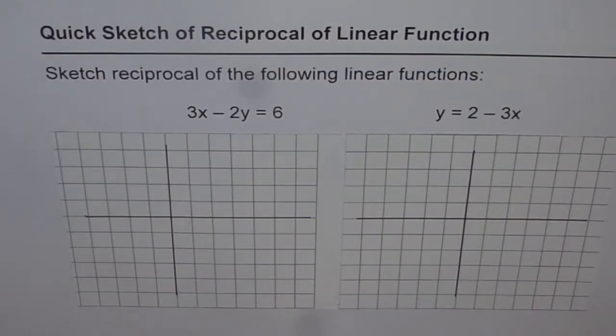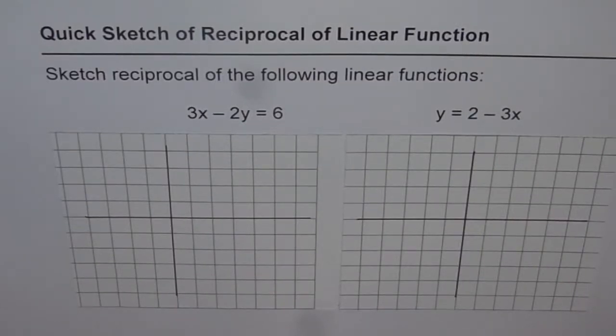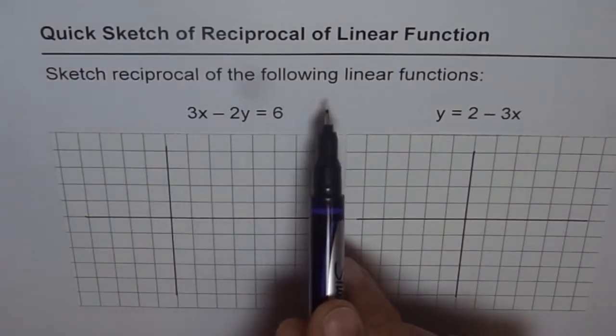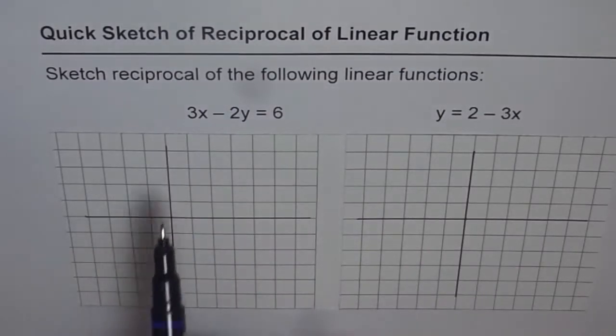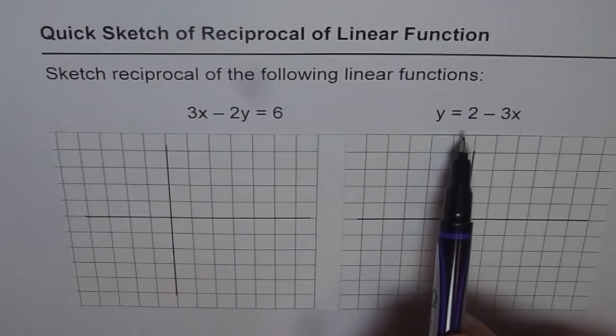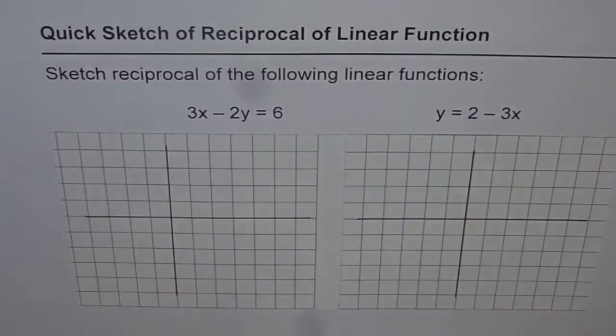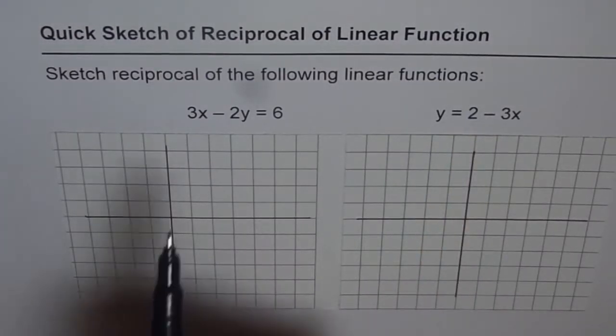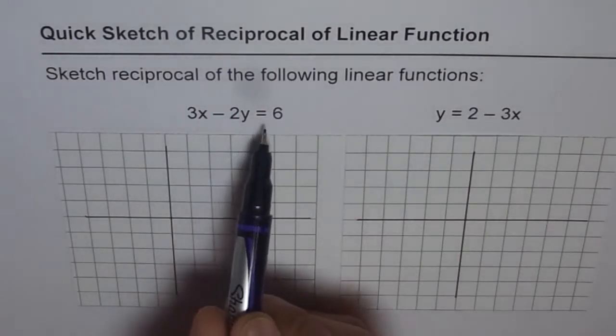Let us understand how to sketch reciprocal of linear function quickly. Question is, sketch reciprocal of following linear functions. One is 3x minus 2y equals to 6 and the other one is y equals to 2 minus 3x. So let's start with 3x minus 2y equals to 6.